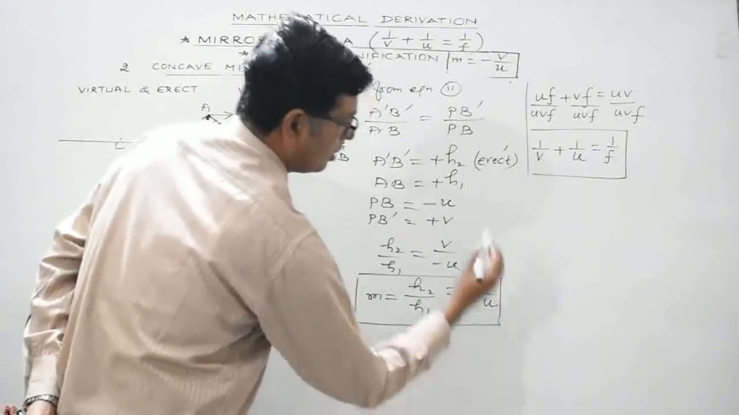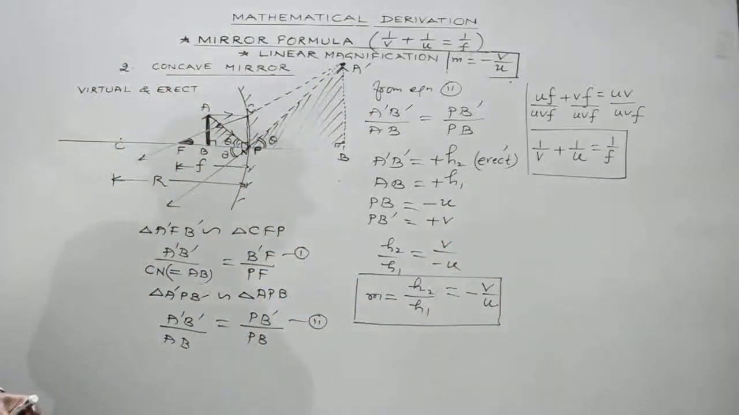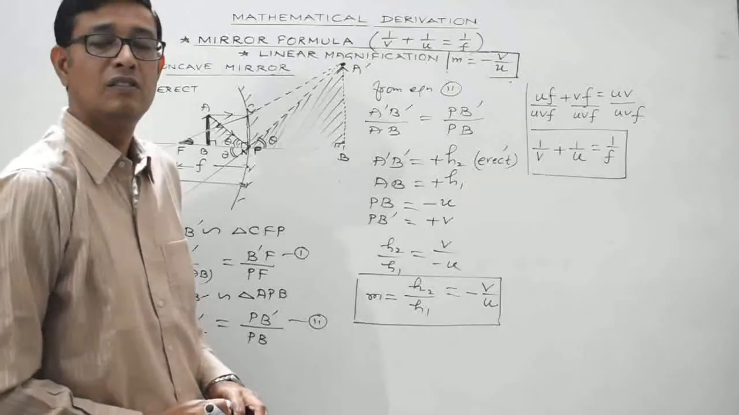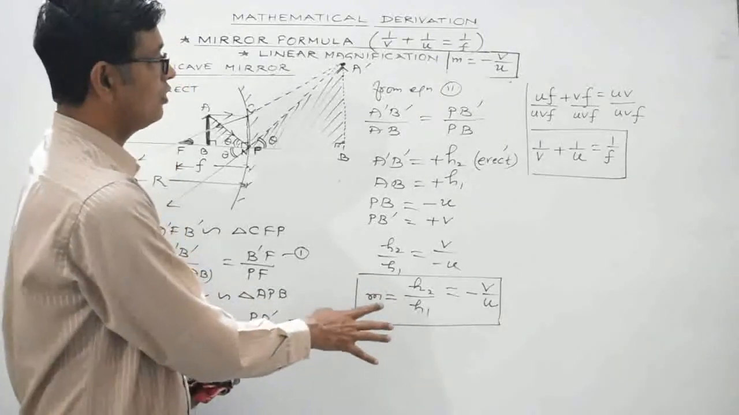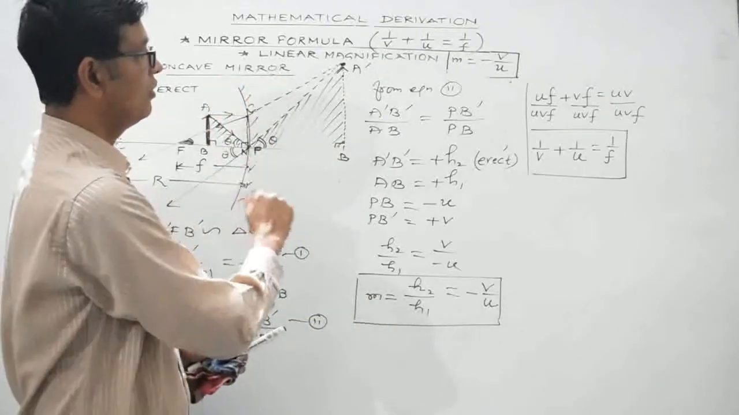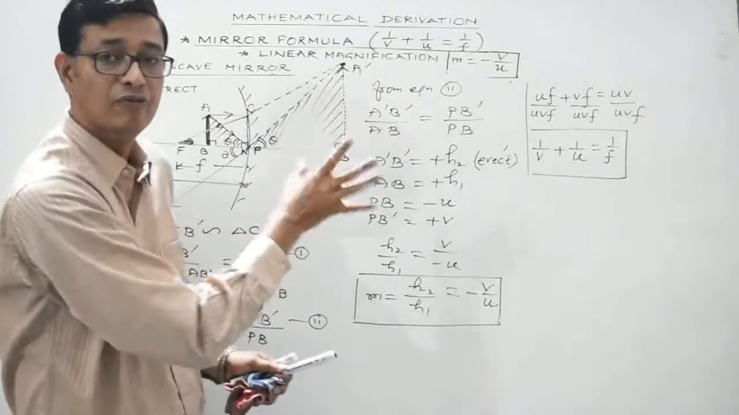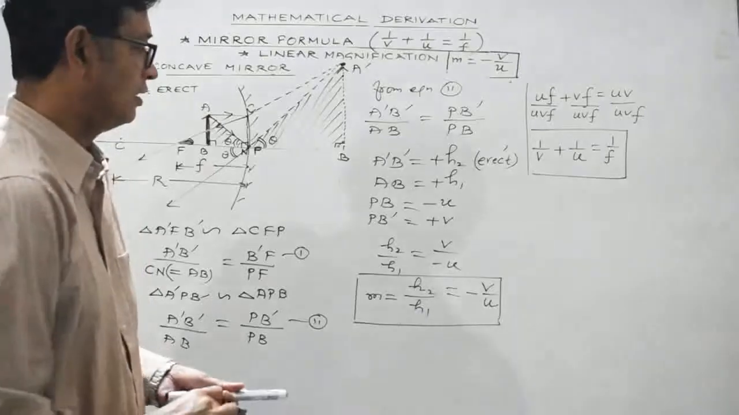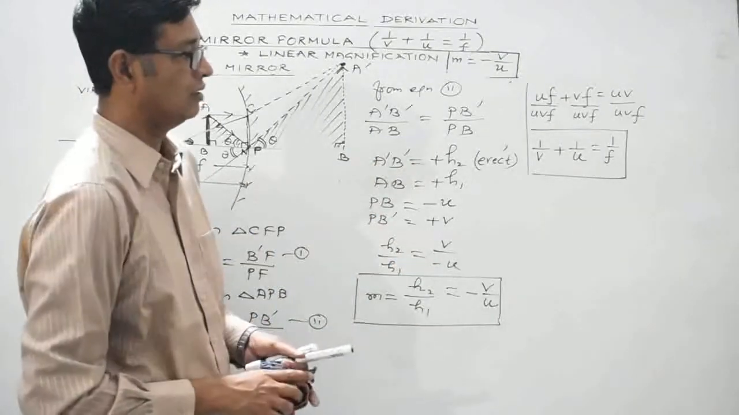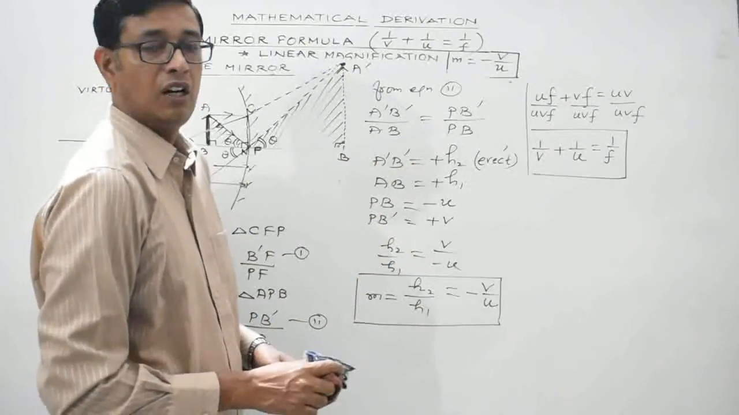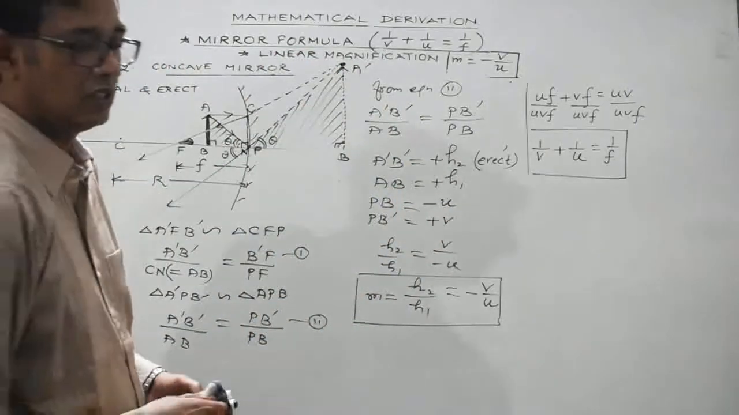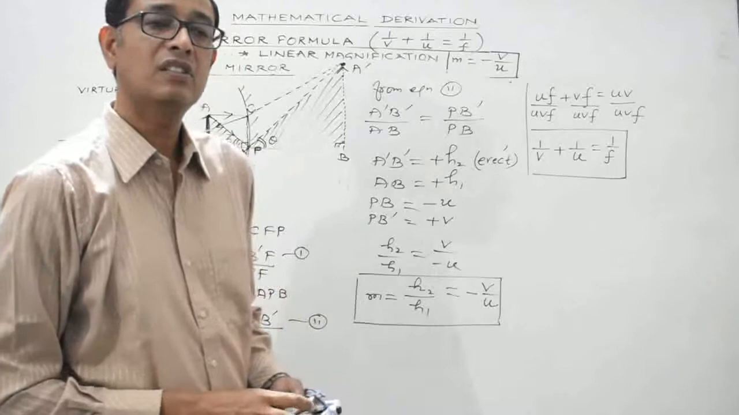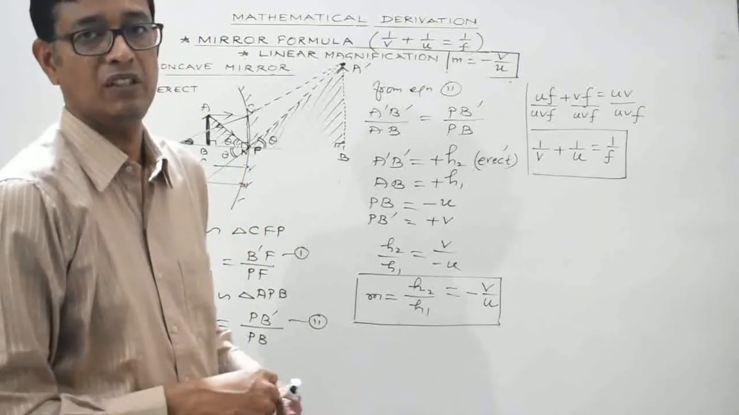So this is the mathematical derivation of the linear magnification in case of a concave mirror when the image obtained is virtual, right? So that's the relationship between these two. I hope, students, you have easily understood this particular topic. The last case left is that of a convex mirror.